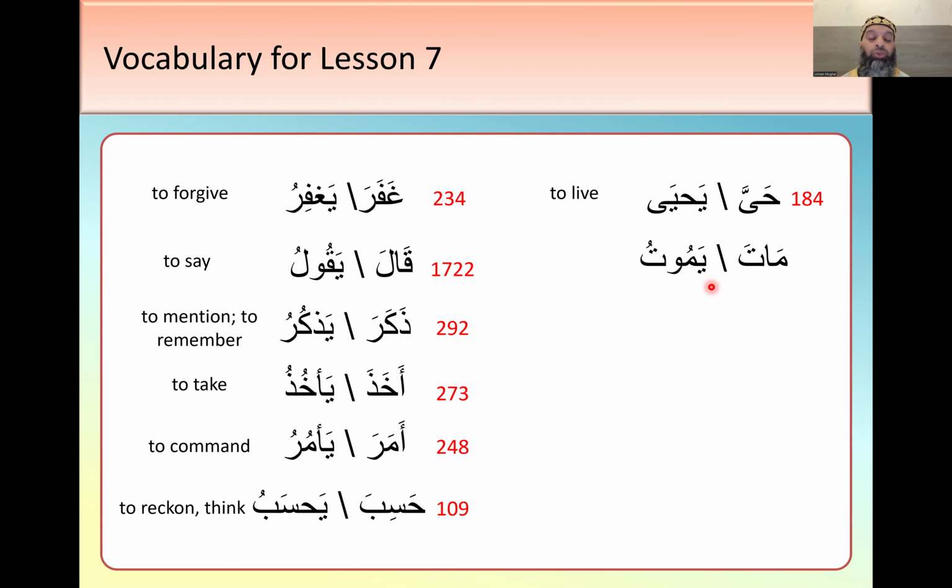مات يموت. Those who know Urdu should know this word without even revising. Fantastic. كل نفس ذائقة الموت. Every soul will taste death. So مات يموت is the verb for to die. He died, he dies. That's where maut comes from.